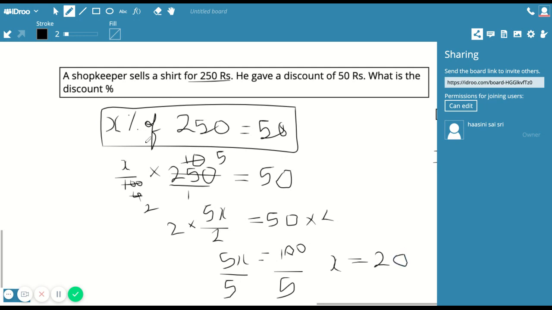So I found the value of x, right? So I know that 20% of 250 will give me 50. So what is the discount the shopkeeper gave? The discount percentage the shopkeeper gave is 20%. And this is how you find the missing percentage in percentage of a quantity.